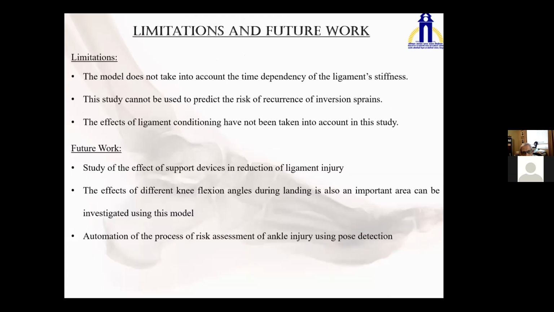I'd like to continue with the limitations and future work of this project. This model does not take into account the time dependency of ligament stiffness. The study cannot be used to predict the risk of recurrence of inversion sprains, and the effects of ligament conditioning have not been taken into account in this study.